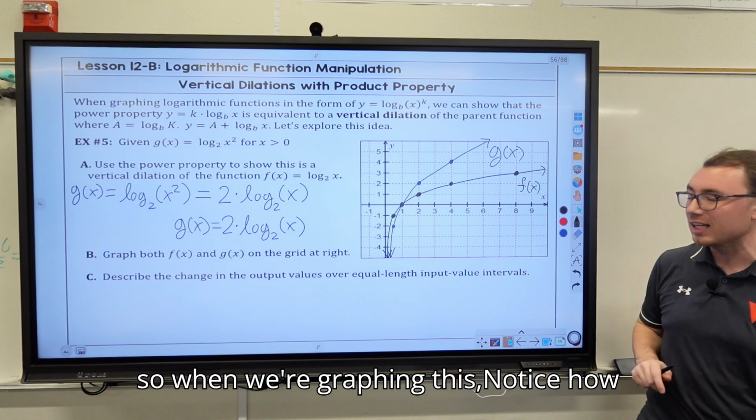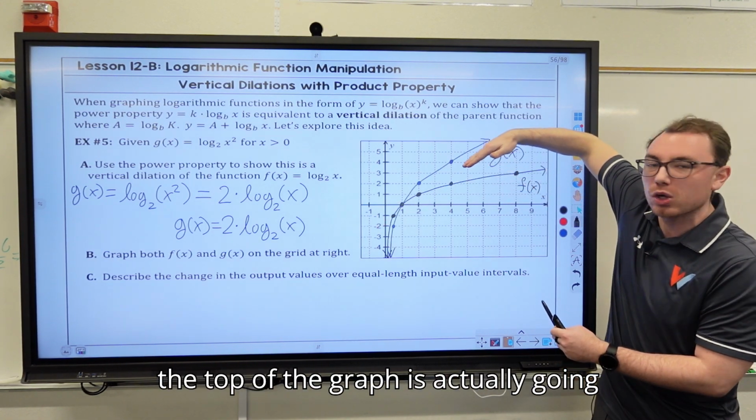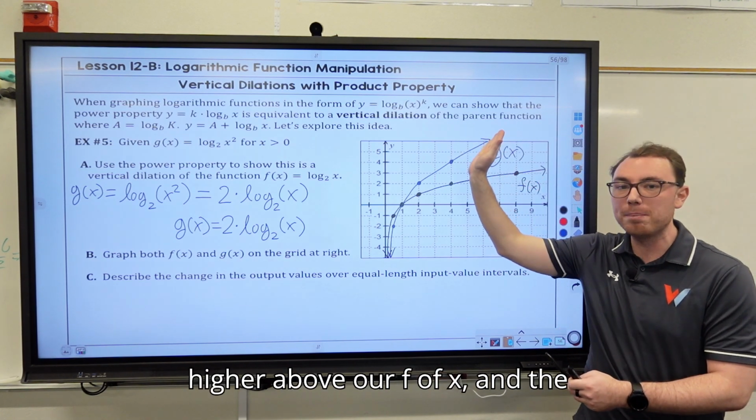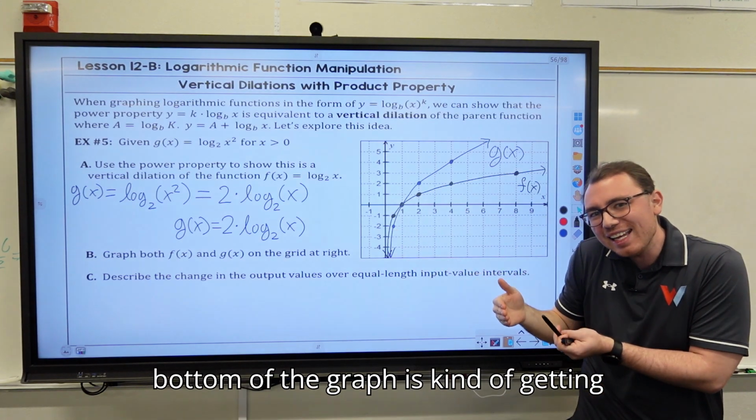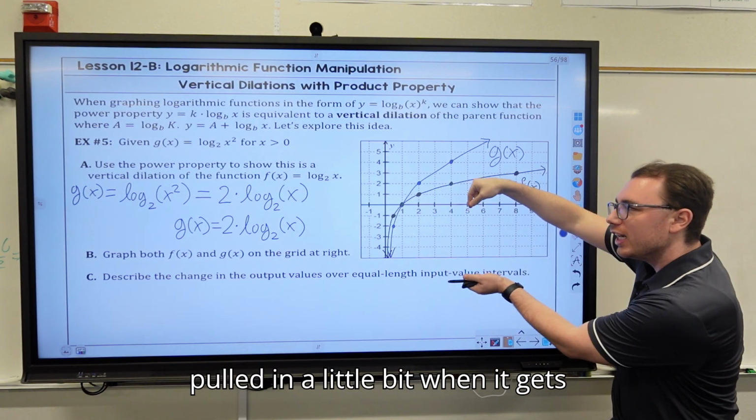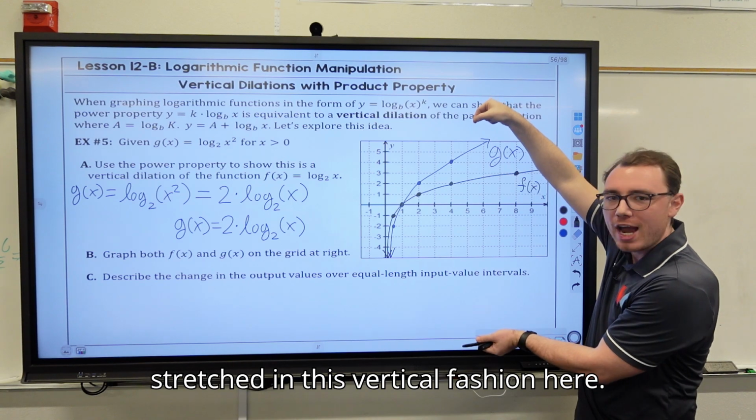So when we're graphing this, notice how the top of the graph is actually going higher above our f of x, and the bottom of the graph is kind of getting pulled in a little bit when it gets stretched in this vertical fashion.